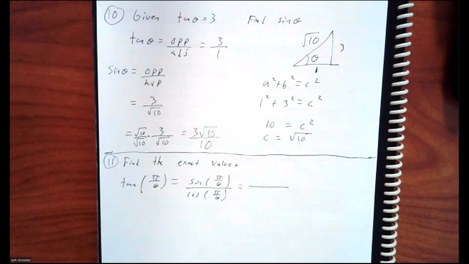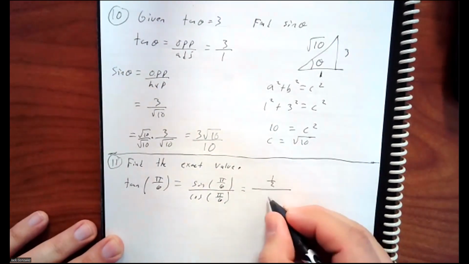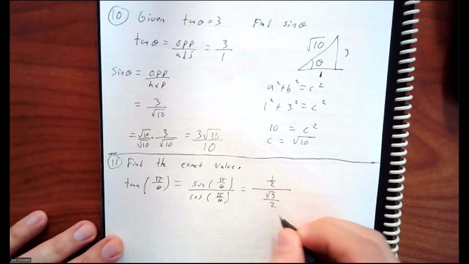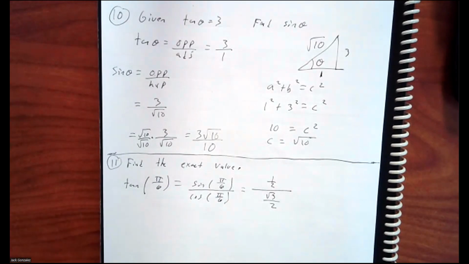Well, I don't have the circle on me. I know it's about here. So the x value is bigger. So this will be 1/2 on the circle, square root 3 over 2 on the x value, and 1/2 on the y value.